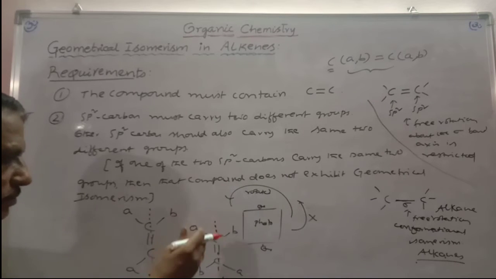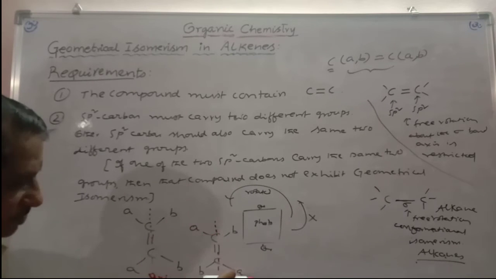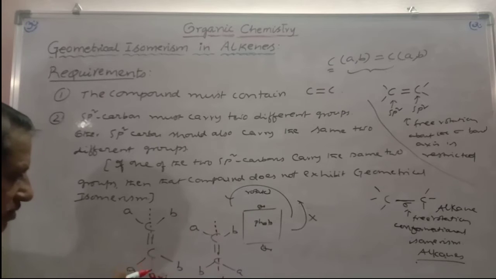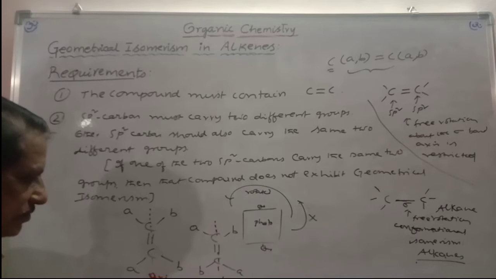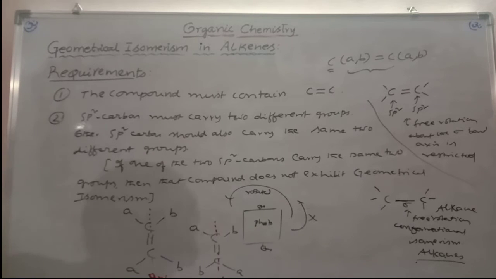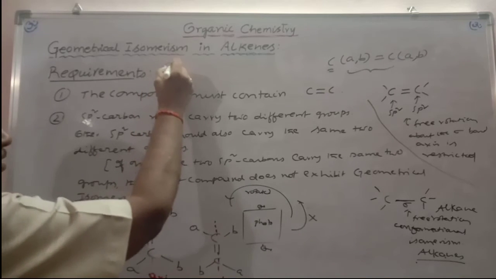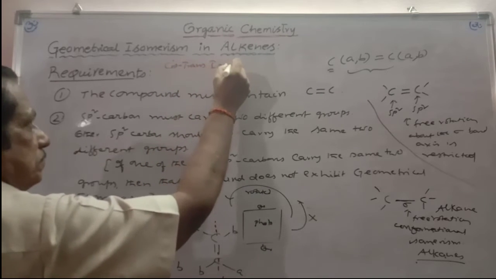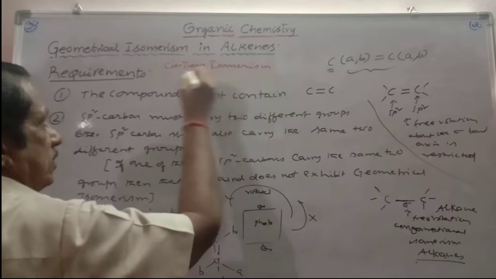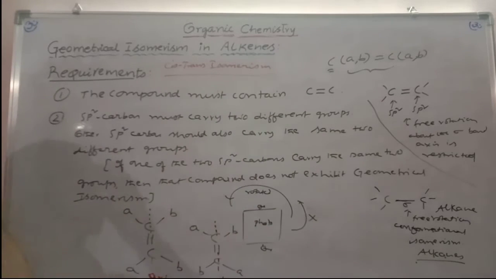And towards this plane, the similar groups are lying on opposite sides. And here, the similar groups are lying on the same sides. If the similar groups are lying on the same side, it is called cis. If the similar groups are lying on the opposite side, it is called trans. And that is why geometrical isomerism is also called cis-trans isomerism. Other name given to it is cis-trans isomerism.